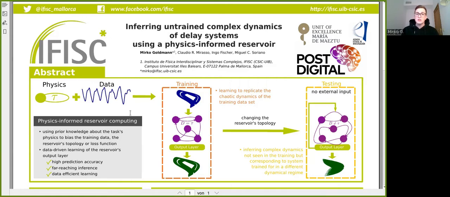Learning only the output layer in a reservoir computer is really simple because you only need to carry out a linear regression, which makes it really efficient. Together with those two ingredients, we reach high prediction accuracy, far-reaching inference, and data-efficient learning. In our example, we try to predict delay systems. Therefore, we introduce a delay into our network, as you can see here.